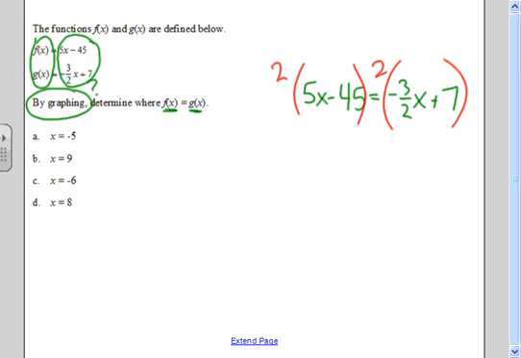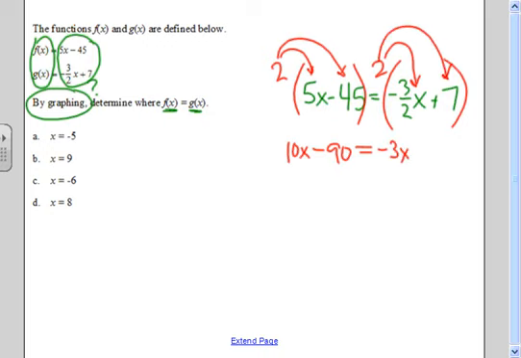So 2 times 5x is 10x. And 2 times negative 45 is negative 90, equals 2 times negative 3 halves. Here's where the magic happens, negative 3x. And 2 times a positive 7 is plus 14. All right, so now this is kind of like, I call it the Tarzan equation solving. You're going to want to take the x's to the same side and take the 90s to the same side. So it's kind of like when Tarzan swings out, grabs Jane, and comes back.